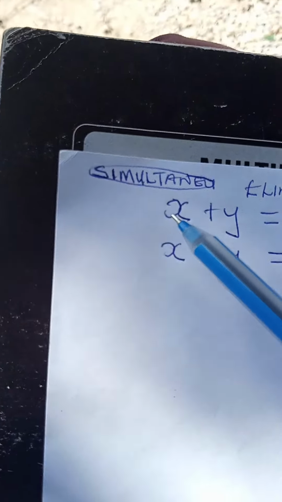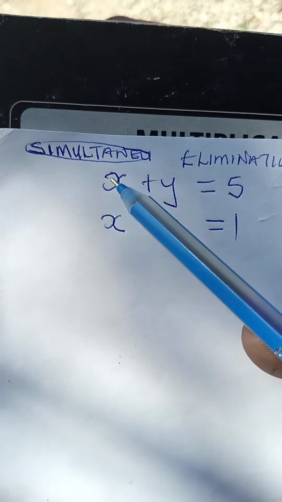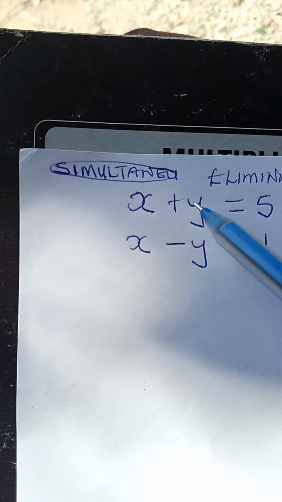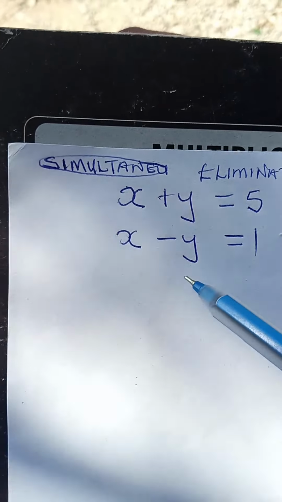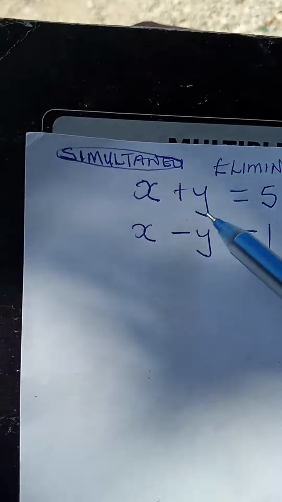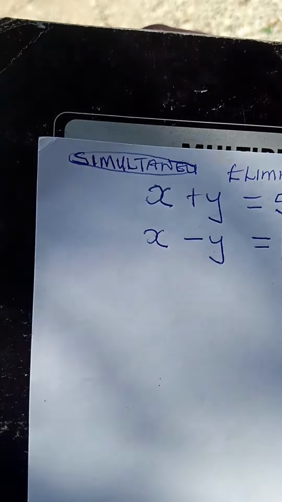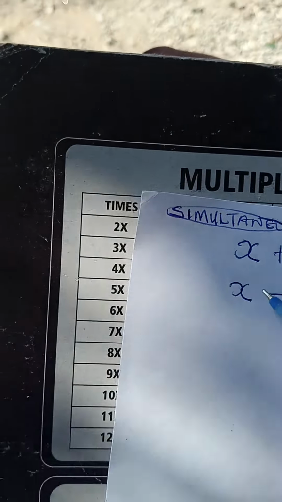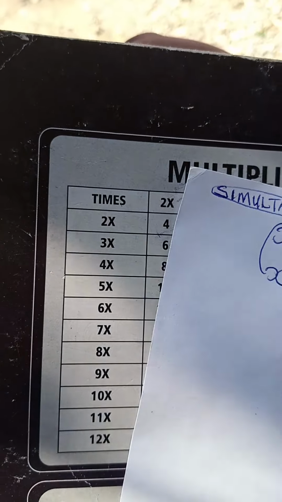For you to remove one variable, you must make sure that the variable has the same coefficient as in the other equation. Like for this one, x has the coefficient 1, and for this one again, x has the coefficient 1, and y has the coefficient 1. Also here, y has the coefficient 1. So this one is just a matter of dealing with the sign. For this one, I'll say we use maybe negative. So we'll say minus.